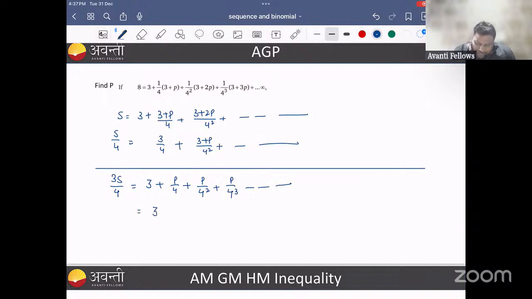So keep the 3 as it is. This is the sum of an infinite GP, and S is given to me as 8. So 3S by 4 will be 6. So 6 equals 3 plus A upon 1 minus 1 by 4. Am I correct? So 3 equals P by 4 divided by 3 by 4. Fair enough? So this 4 cancels. That means P by 3 is equal to 3. So P should be 9.